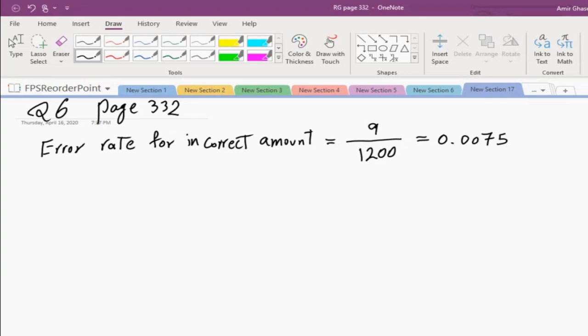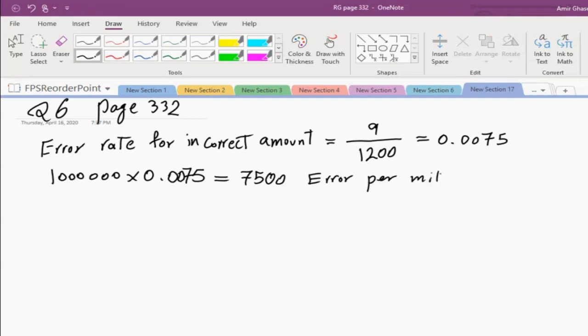Now to find the error per million, we have to multiply 1 million by 0.0075. That gives 7,500. It should go 6 decimal places. Errors per million opportunities. So this is our error per million opportunities.